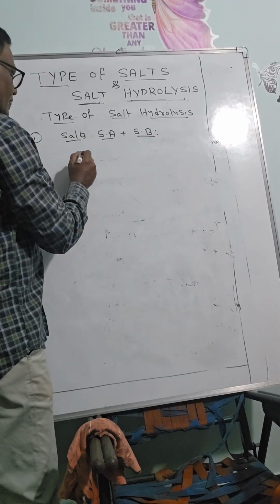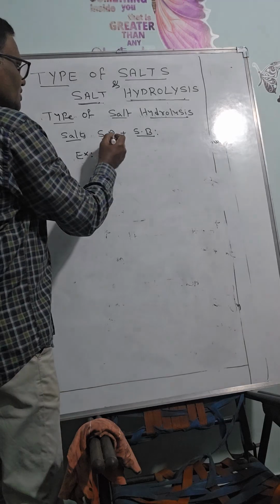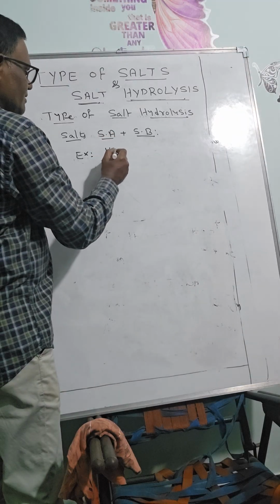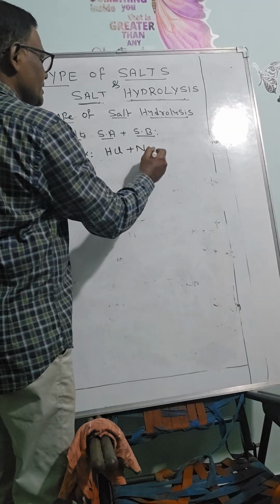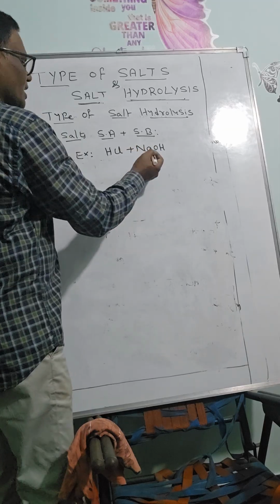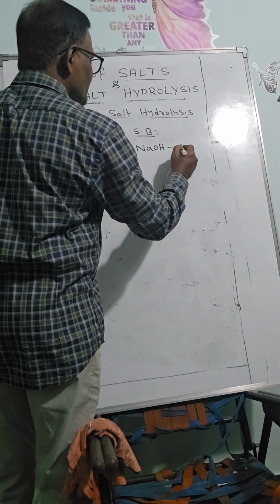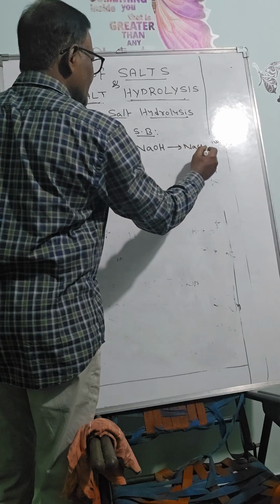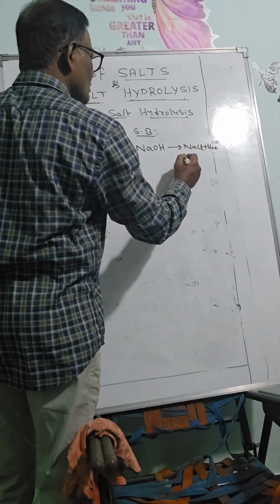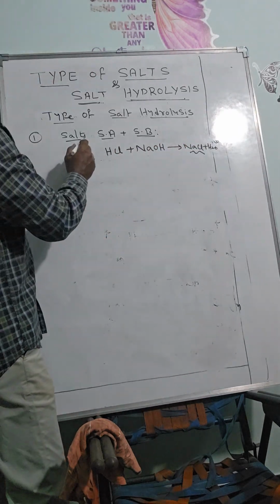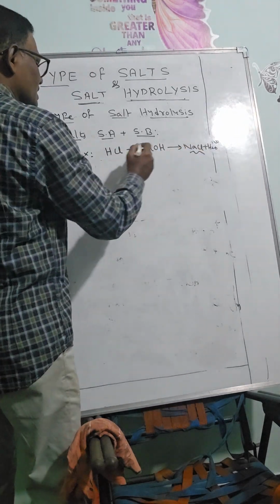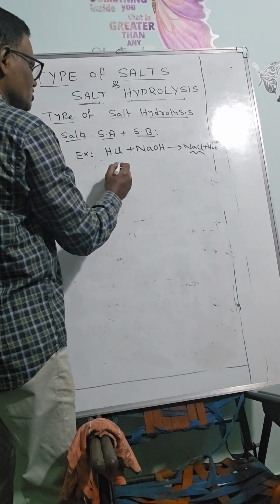See the example. Which salt am I taking here? For the strong acid I take HCl. For the strong base I take NaOH. These two combine and form NaCl plus H2O. This is sodium chloride formation. NaCl is a salt of a strong acid and a strong base.